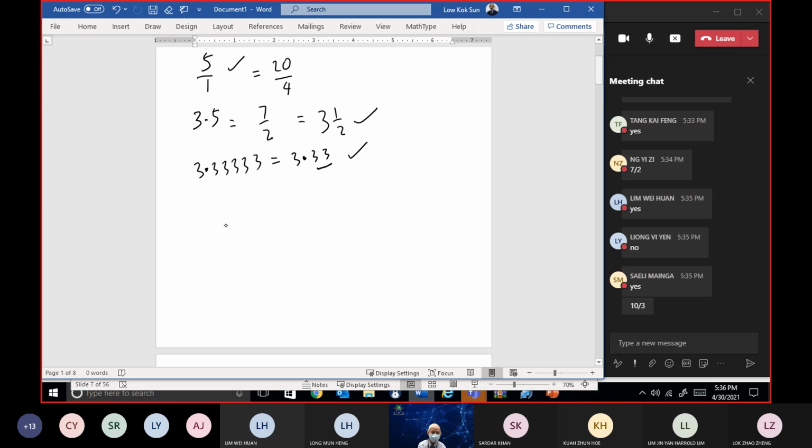Now, if I have a number like 1.5715715, 1, 5, 7, 1, 5, 7 continuing, I can write it in mathematics in a system. We say 1.57 recurring. Is this a rational number? Yes.